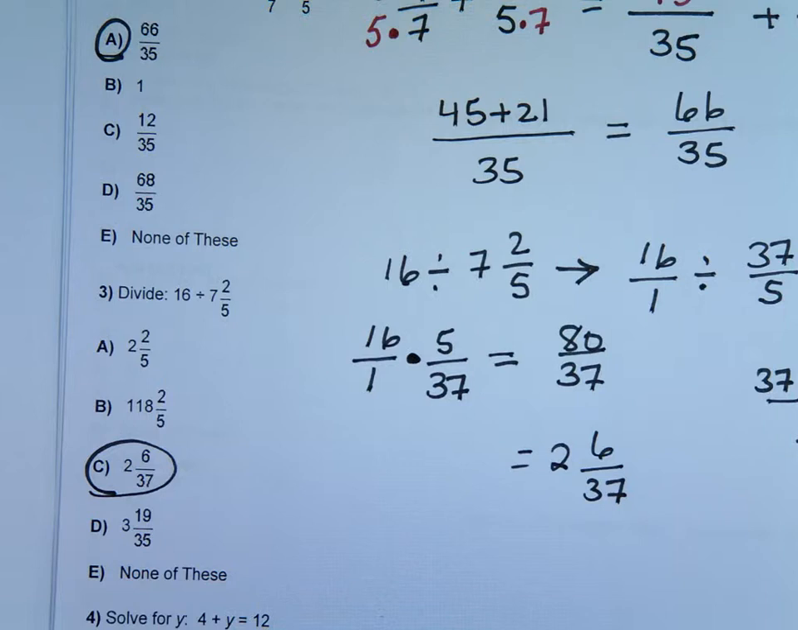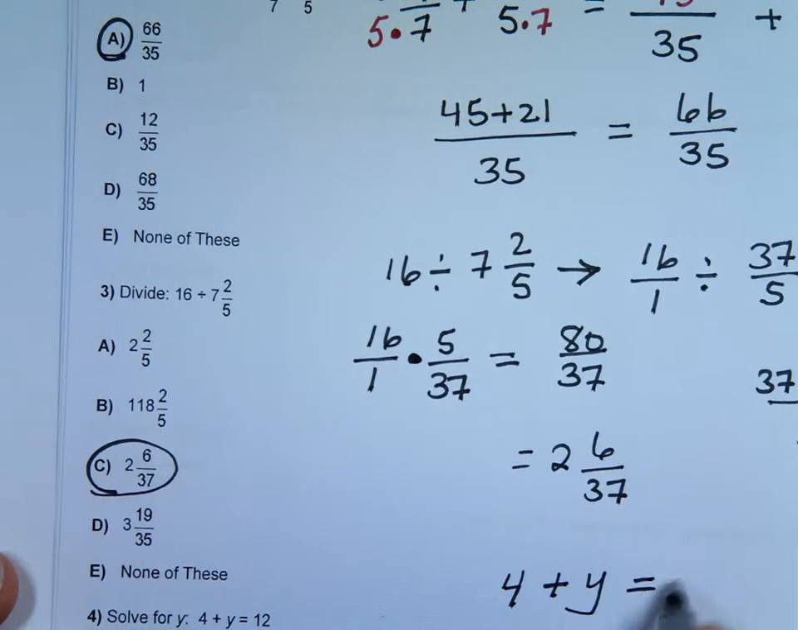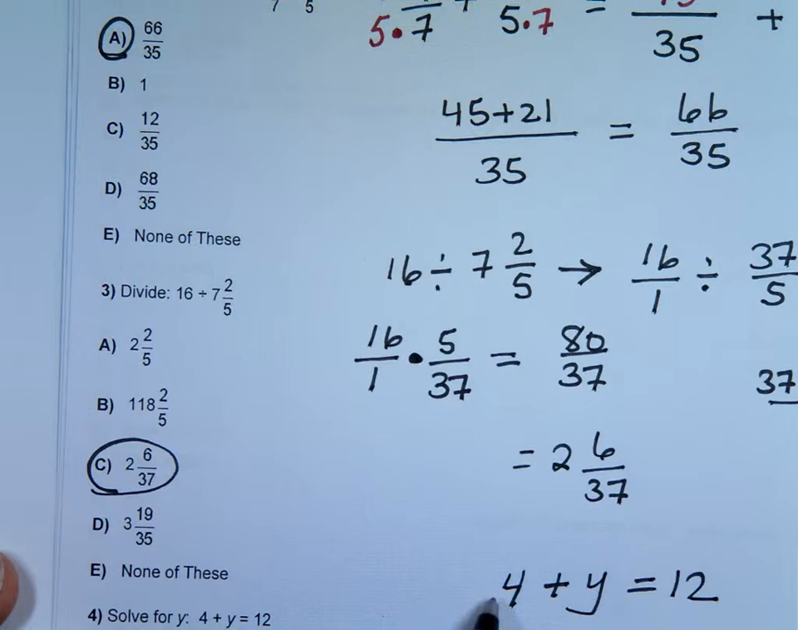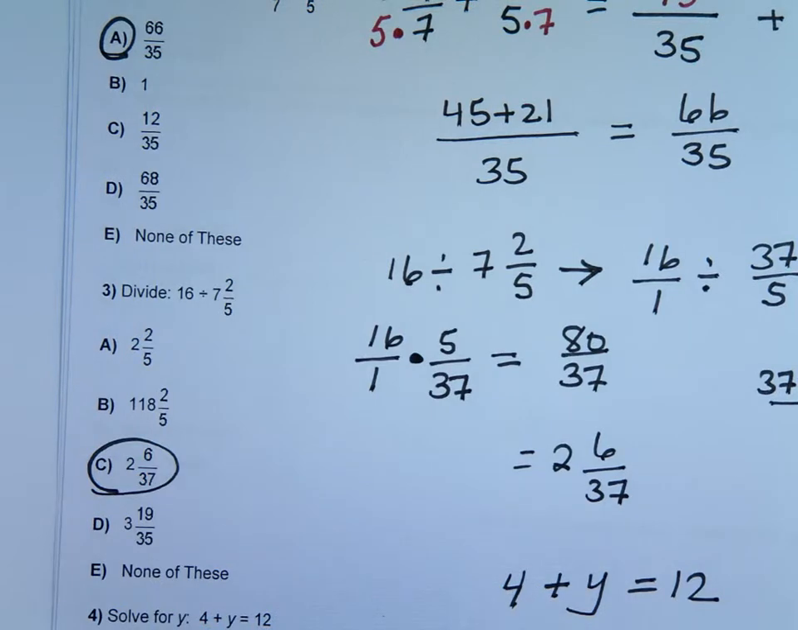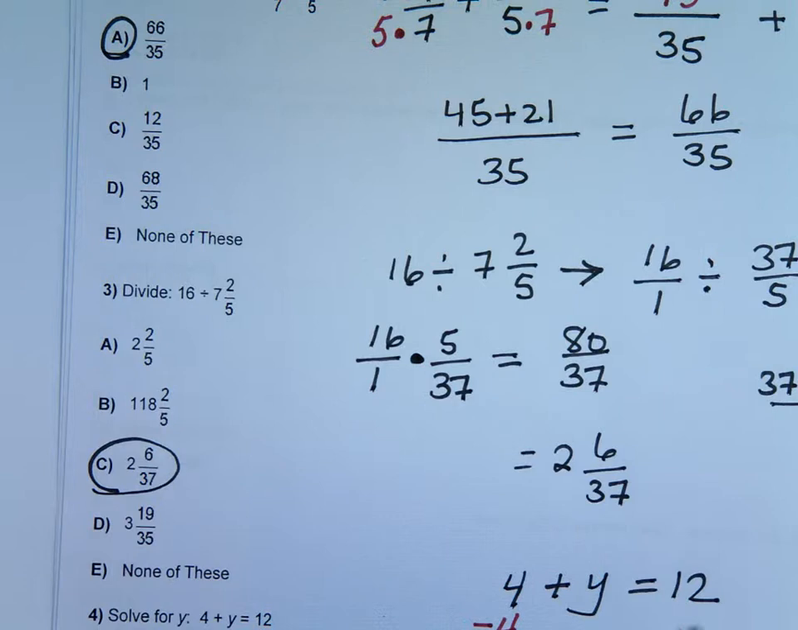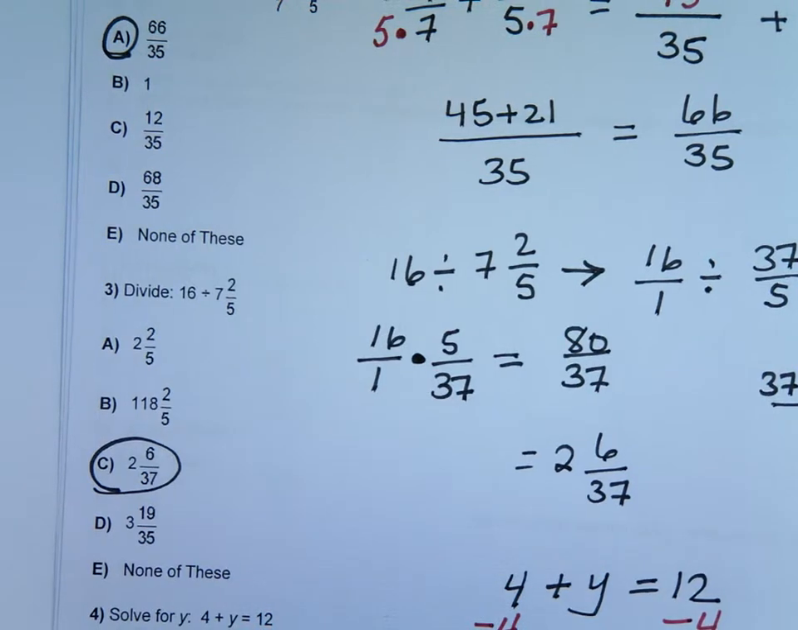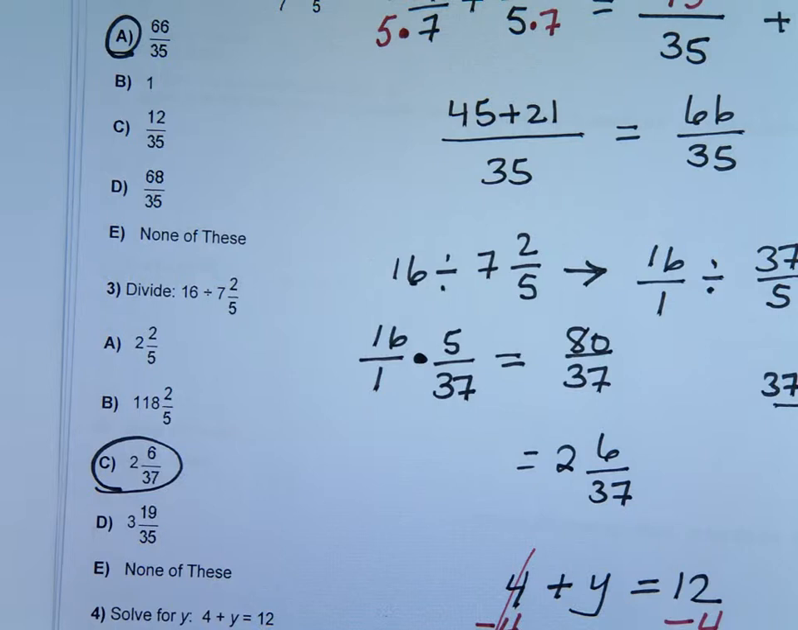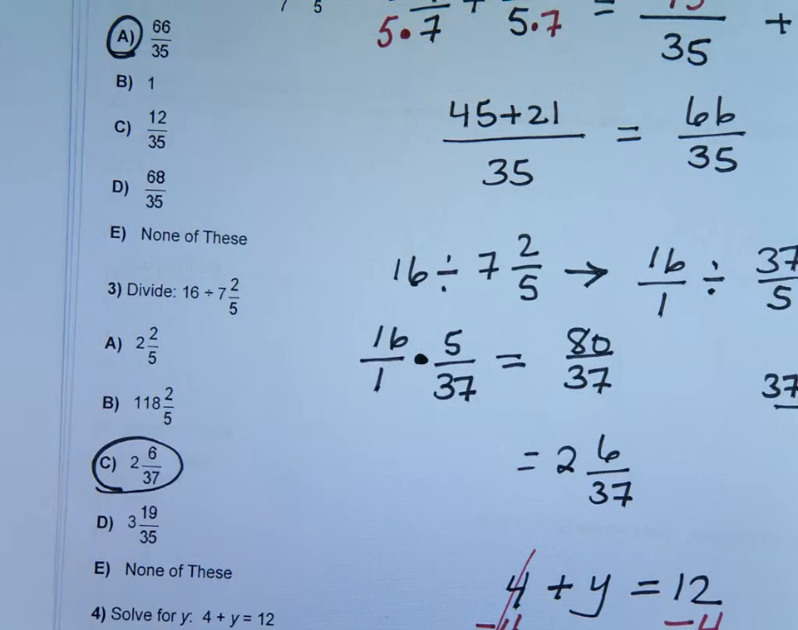The questions come from all over. Solve. 4 plus y equals 12. Remember, when you solve an equation, you want to isolate the variable. That means somehow I have to get rid of that plus 4. And to get rid of the plus 4, what do we do? Subtract 4 from this side. If I subtract 4 from this side, I got to subtract 4 from that side. Y equals what? 12 minus 4, which is 8.